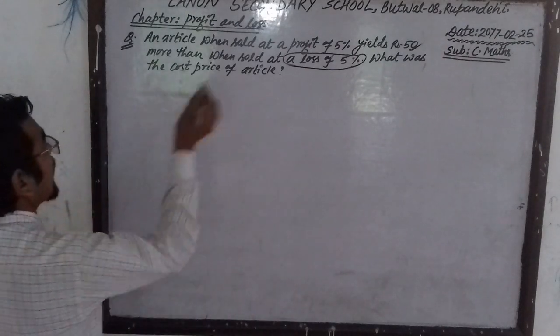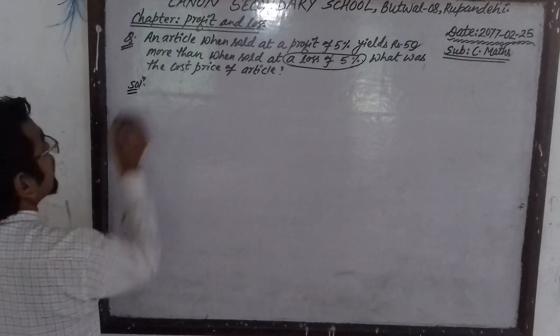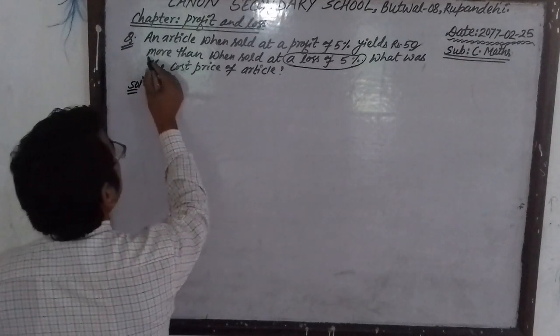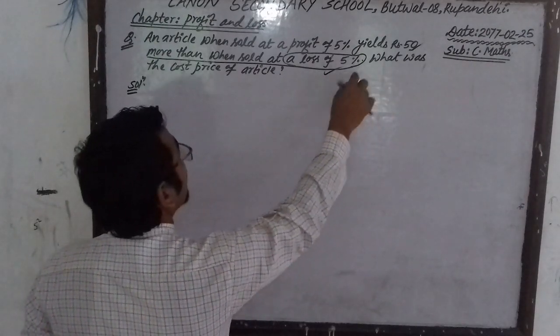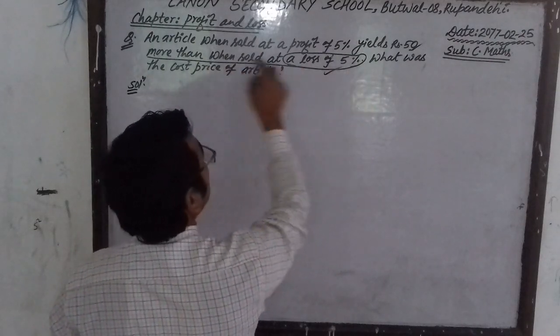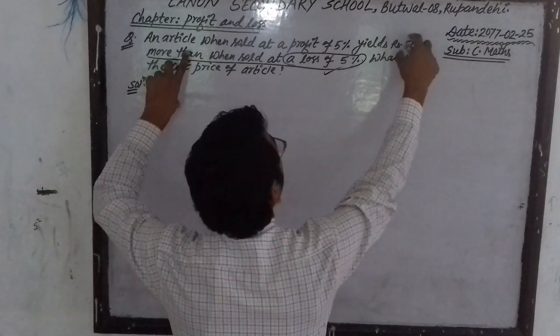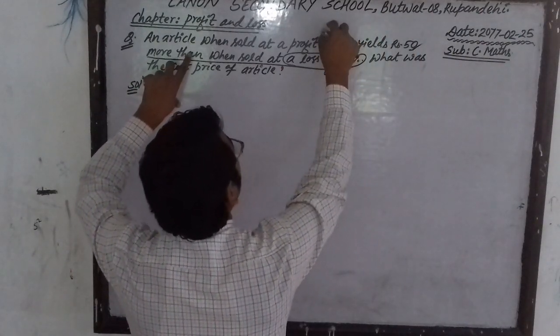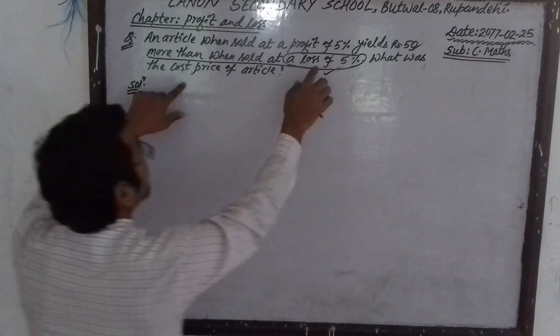So everybody look here, I am going to solve it. Solution. We have to solve from the back side, because the question says there is a 5% loss. If 50 rupees is added to this selling price, in which we get a 5% loss, then we get a 5% profit. Then we have to find the CP, the cost price. So let's start from the back side.